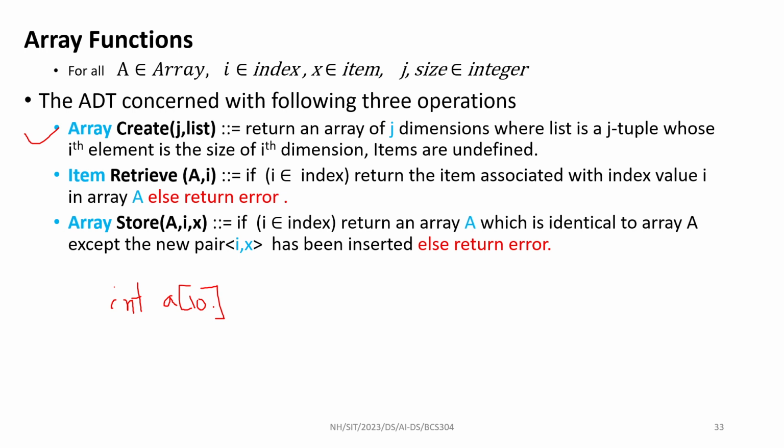10 elements are accommodated starting with the value, and that name is given as A. A is having 10 elements. That's the creation. The second function is we are going to retrieve the element from A.